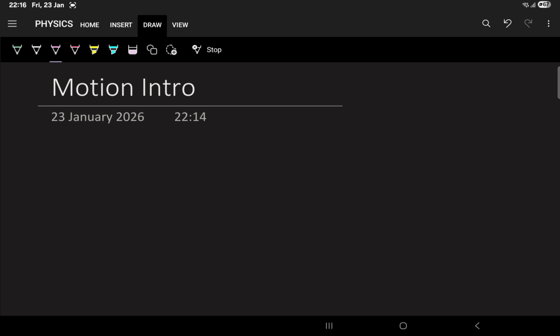The topic we'll be discussing today is motion. Now, this is an introductory video to motion. There will be several segments of other parts, but this will be an introduction. Now, what is motion? Motion involves the change of position of a body with respect to time. Now, motion is caused by force.